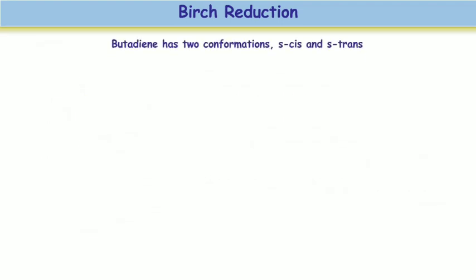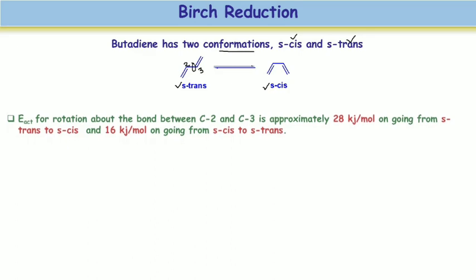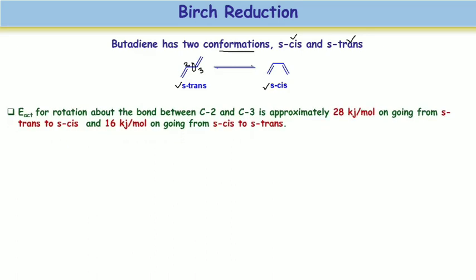Now butadiene has two conformations, S-cis conformation and S-trans conformation. Basically in the butadiene molecule there is a single bond between carbon 2 and carbon 3. So rotation around this single bond will generate two conformations, S-trans and S-cis. Now the activation energy for rotation about the bond between carbon 2 and carbon 3 is approximately 28 kJ per mole on going from S-trans to S-cis.